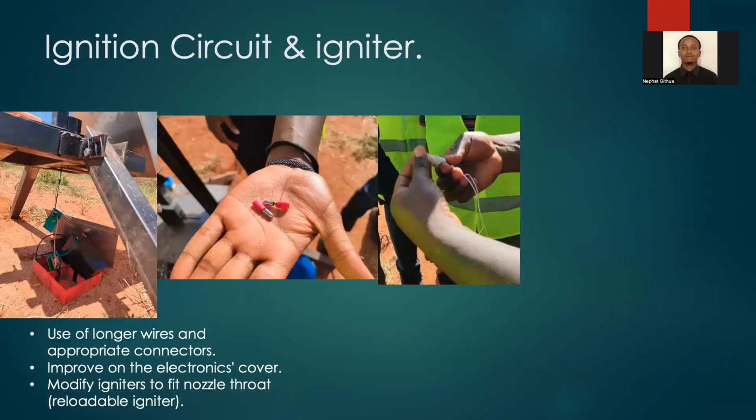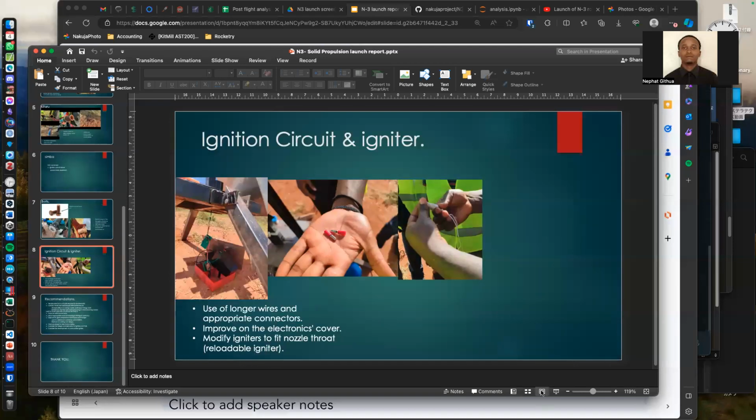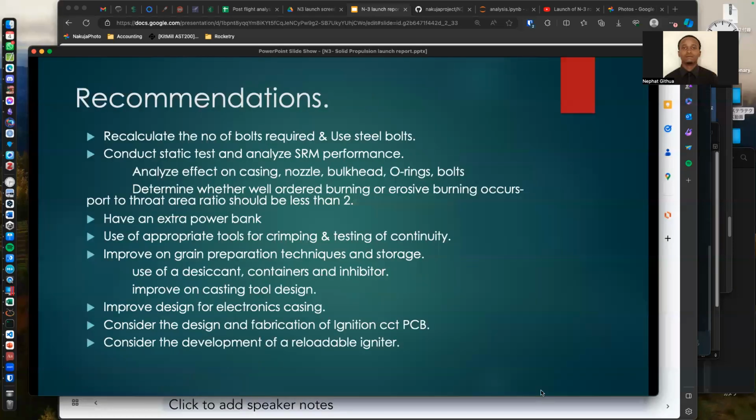Yes, for the ignition circuit, we'll have to really modify our ignition circuit. We only had 2 ignition circuits and 1 extra igniter. We'll have to make at least an ignition circuit for every rocket so that we can have the parallel setting up and avoid any delays, and also have backup plans in case one fails. And we'll also look into how we can modify the igniters. And maybe our last page on the recommendations.